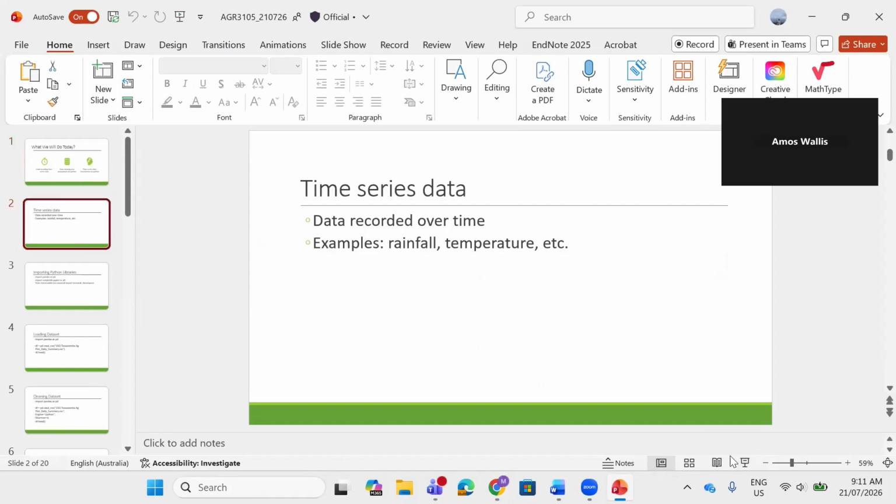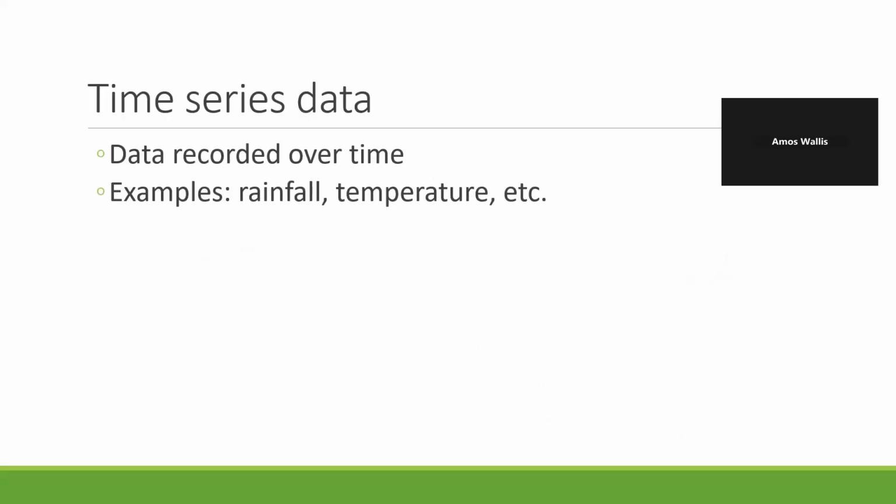So what is time series data? It's any data that has been recorded over time or in a specific time interval, that's called time series data. Examples could be temperature, rainfall. So all the environmental data that has been recorded over time, that's called time series data.